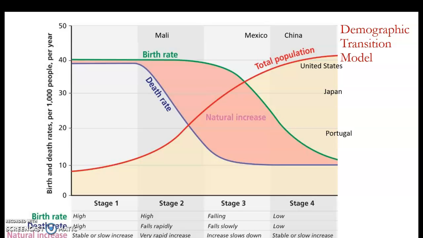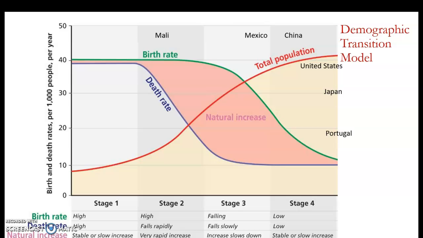The different stages of the model are listed here, 4 stages. Many of our modern current models and our future models are going to include a 5th stage, something we'll talk about here. At the bottom, you'll notice the change in natural increase. You'll notice that birth and death rates vary in different stages. So we'll talk about why this is happening.